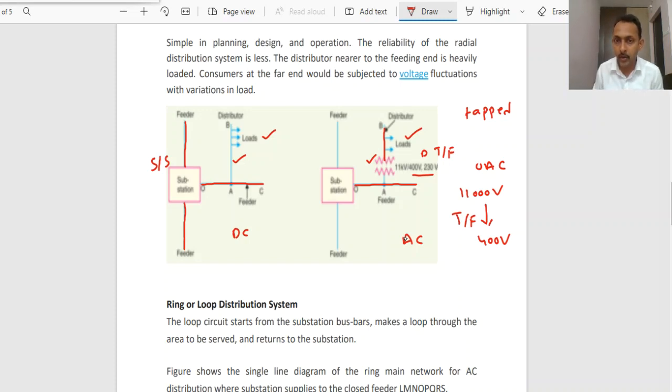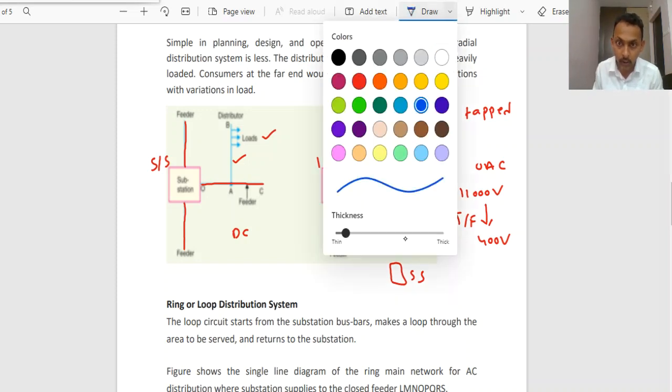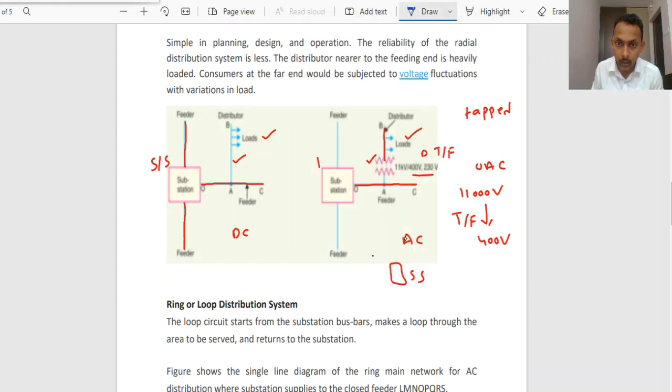If you observe, this feeder is fed only from one substation. We do not have any other substation far away, and we are not taking any other feeder and connecting it to this transformer. If you observe the figure, the path of power flow is from top to bottom, from the substation to the load.